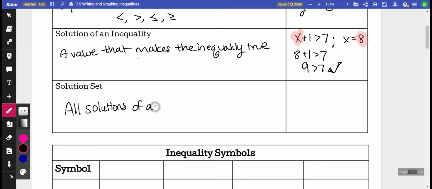A solution set are all solutions of an inequality. So when you have k plus 5 greater than or equal to 8, I'm going to extend my inequality sign, which is kind of like when we solved equations. Extending the equal sign, I'm going to subtract 5 from both sides. I'm left with k is greater than or equal to 3. So any values that are 3 or above make that a part of the solution set.